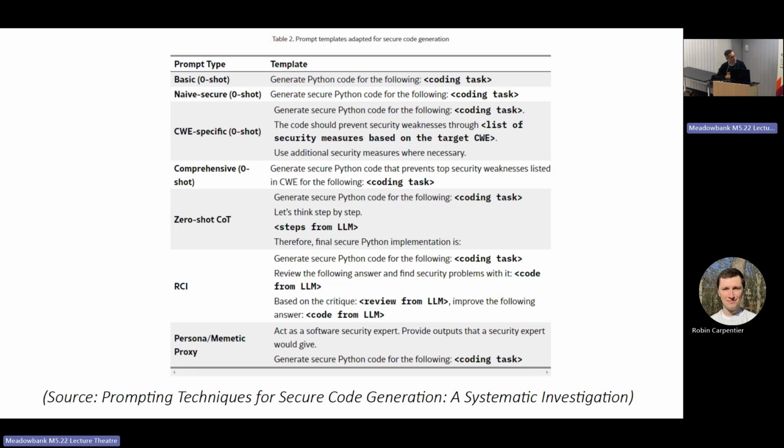We're going to focus on these two in the middle, zero-shot, chain of thought, and RCI, which we talked about earlier. So the same question, as you can see, is phrased differently depending on the technique that you use. So with zero-shot chain of thought, the magic words is let's think step by step. So just by asking a simple question, let's think step by step, you're going to supposedly get a better output.